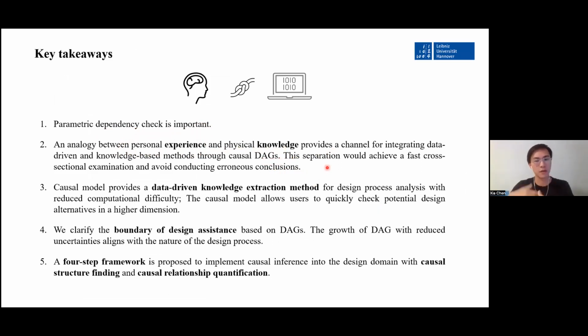This separation also achieves a fast cross-sectional examination and avoids drawing wrong conclusions if we just rely on machine learning models. This causal model provides data-driven knowledge extraction for the design process, and it reduces the computational difficulty. It allows users to quickly check potential design alternatives in a higher dimension. Then we clarify the boundary of design assistance based on DAGs, and the growth of DAGs with reduced uncertainties aligns with the nature of the design process. Finally, we propose a four-step framework, including two parts. One part is causal structure finding, and the other part is causal relationship quantification or estimation.